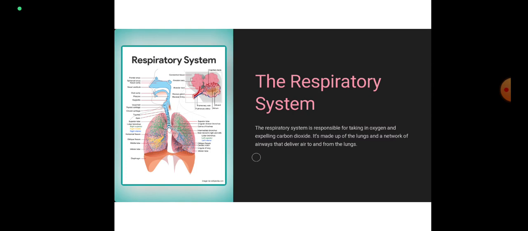Types of respiration are external respiration and internal respiration. External respiration, the exchange of gases occurring between the atmosphere and the blood, taking place in the lungs, is described as external respiration. Internal respiration, the exchange of gases occurring between the blood and body cells, is known as internal or tissue respiration.